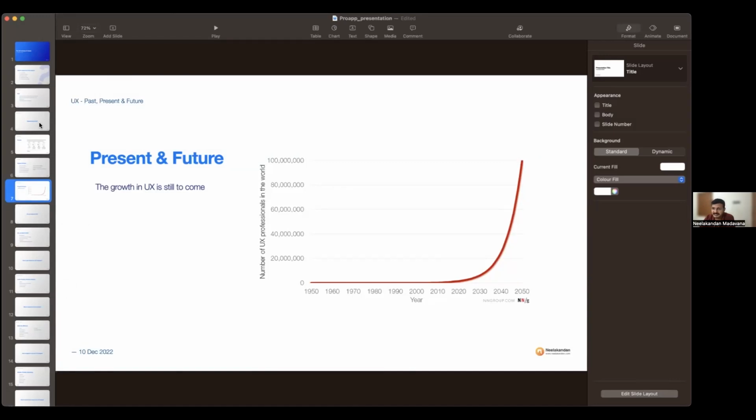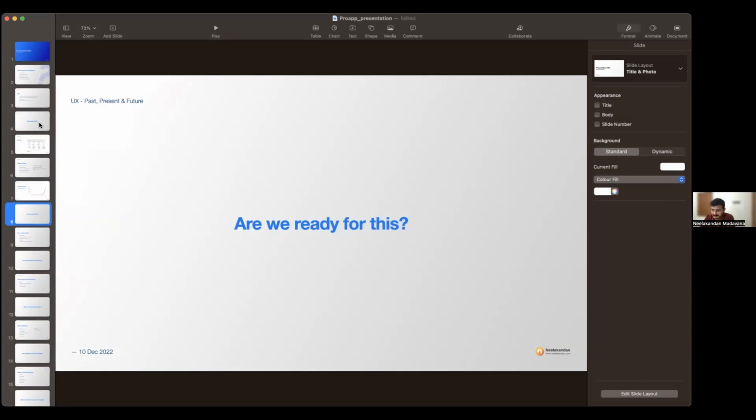And the growth is still to come. Yeah. So we are in the beginning phase, to be very frank, and very legible with the quantitative data that we have. And the authorities on user experience design say that definitely this is just the growth that is going to come. So we are in the beginning, and when we have such a huge surge coming up, are we ready for this? That is another question that we definitely want to answer.